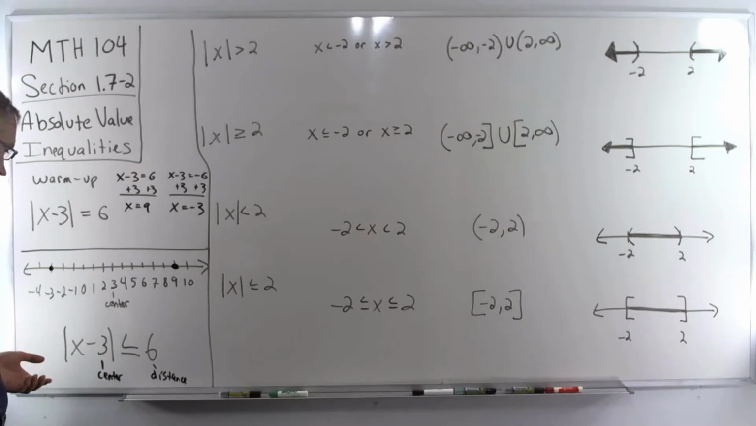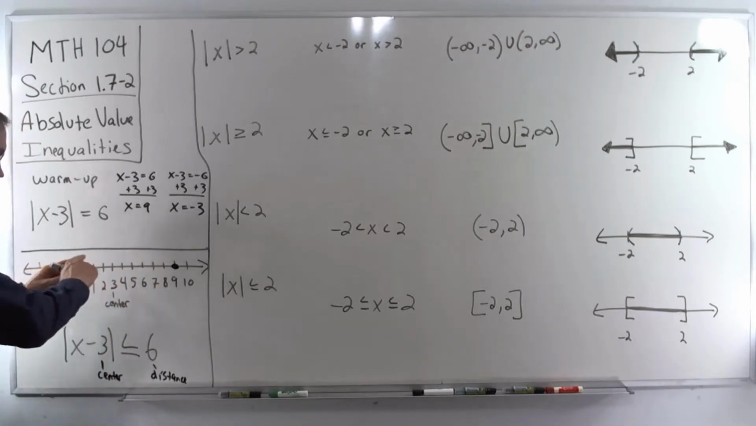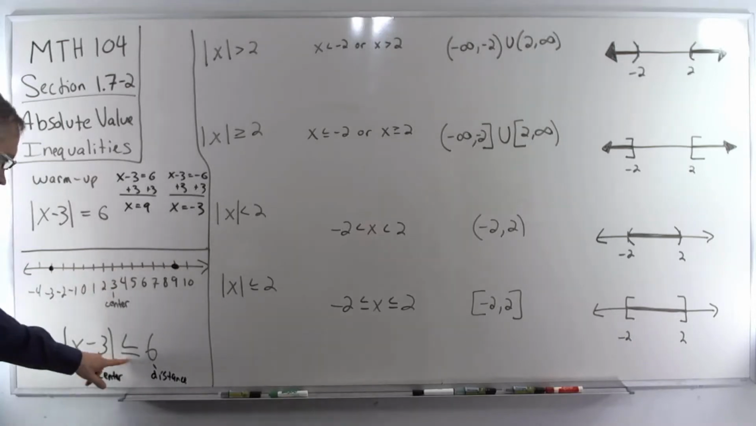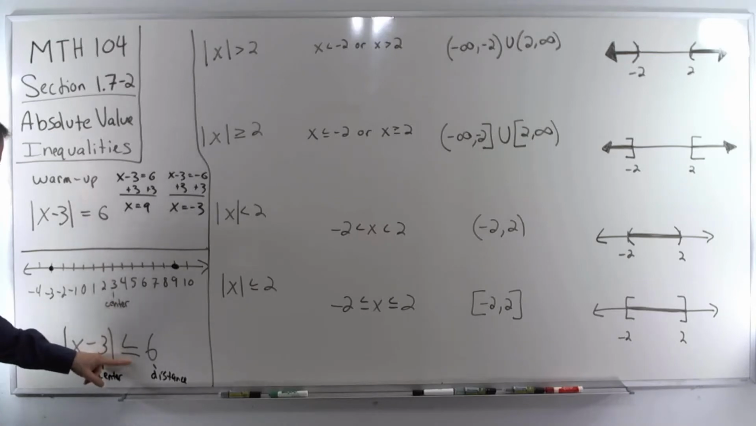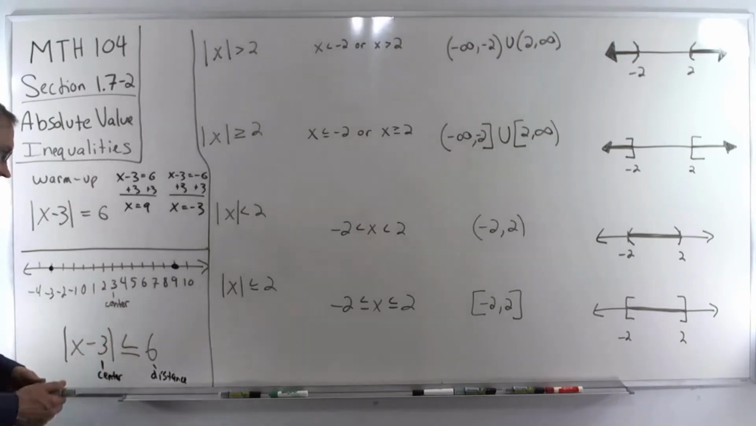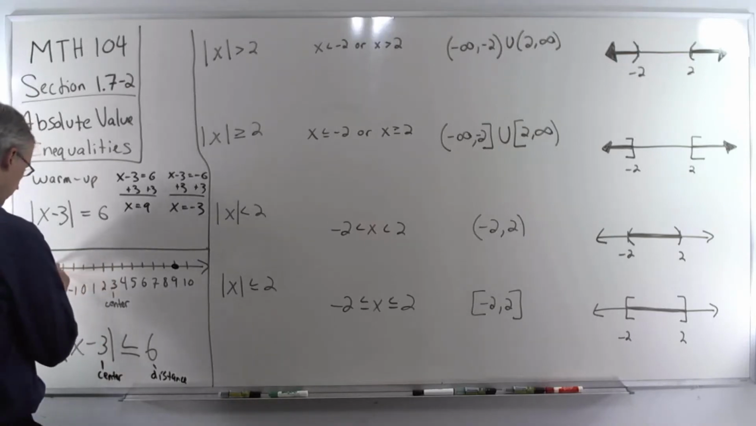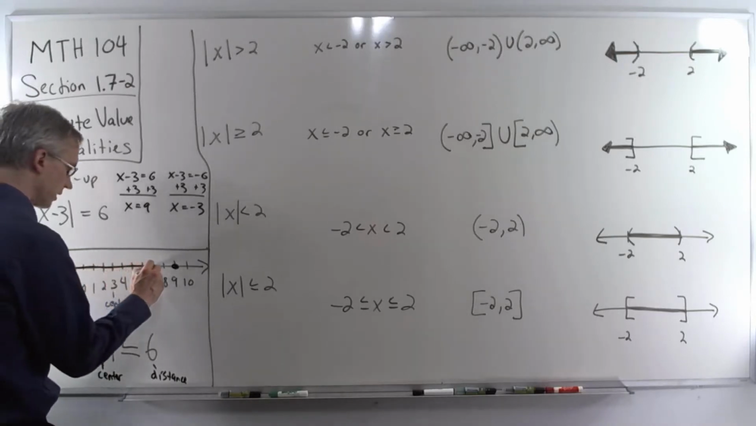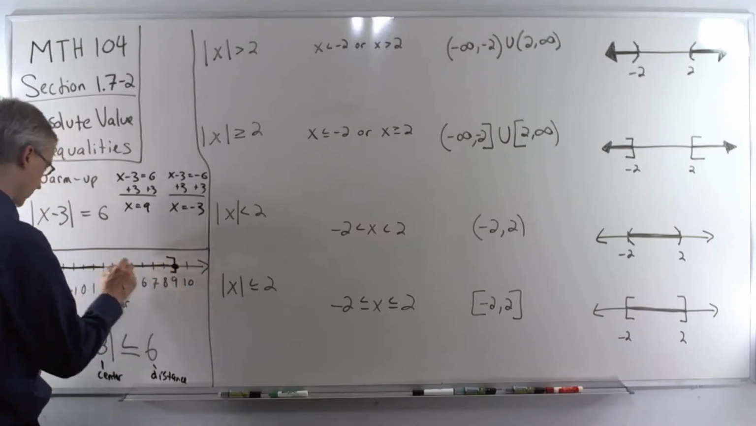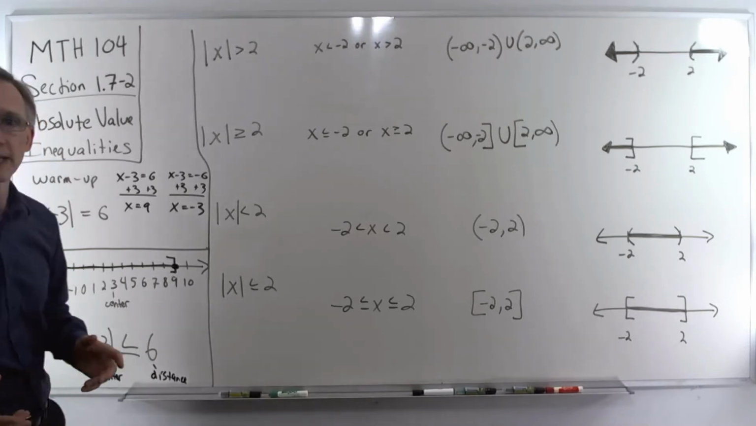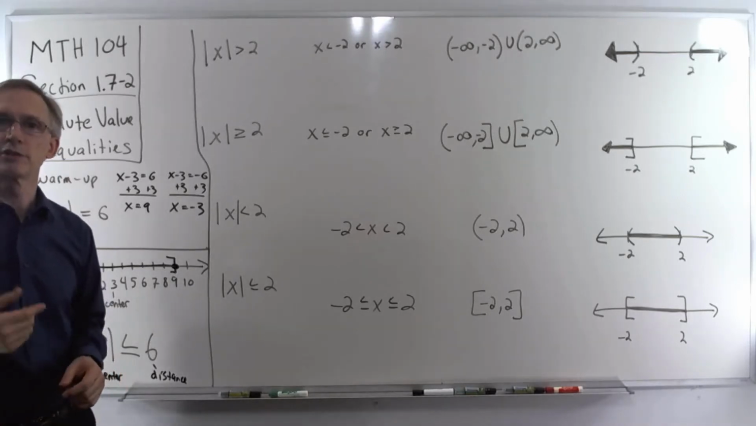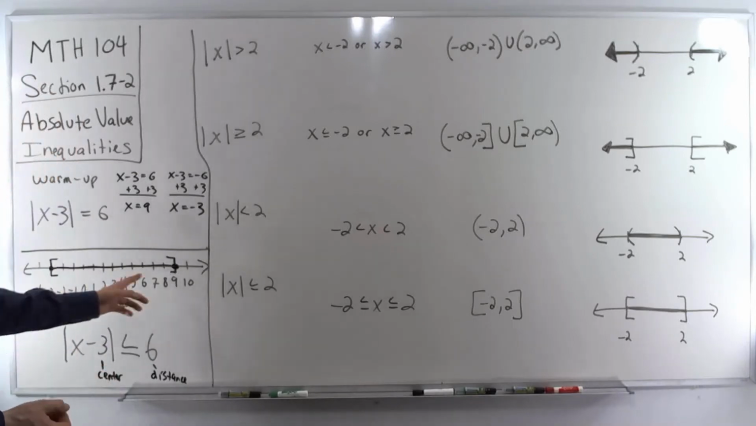But what if we want to talk about not just those two points, but all points that are within 6 of 3? Then we use an absolute value inequality. So instead of the equal sign, now we've got the inequality. This means the distance is less than 6 from 3, so that includes all points in between. That's the difference between solving absolute value equations and inequalities. With inequalities, we're going to get a set like this.